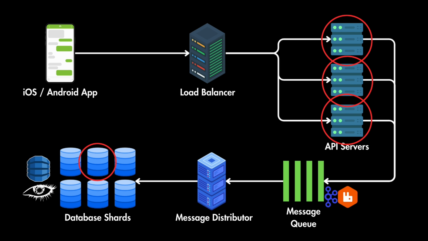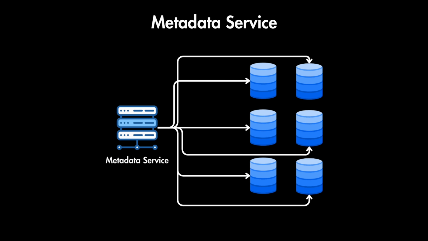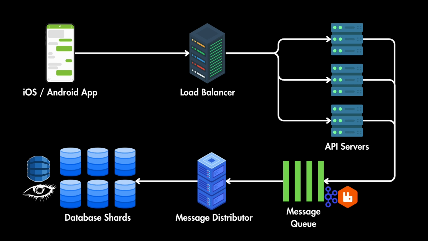locate the data. The first one is a consistent hashing ring, and with this method, the data location can be determined based on the partition key, and this allows API servers to directly route requests to the correct database shard. Another option is a metadata service, a separate service which will keep a mapping of partition keys and shard locations. And with this method, API servers will query this service first, then make the database call. So this outlines the primary system architecture for a messaging app like WhatsApp.